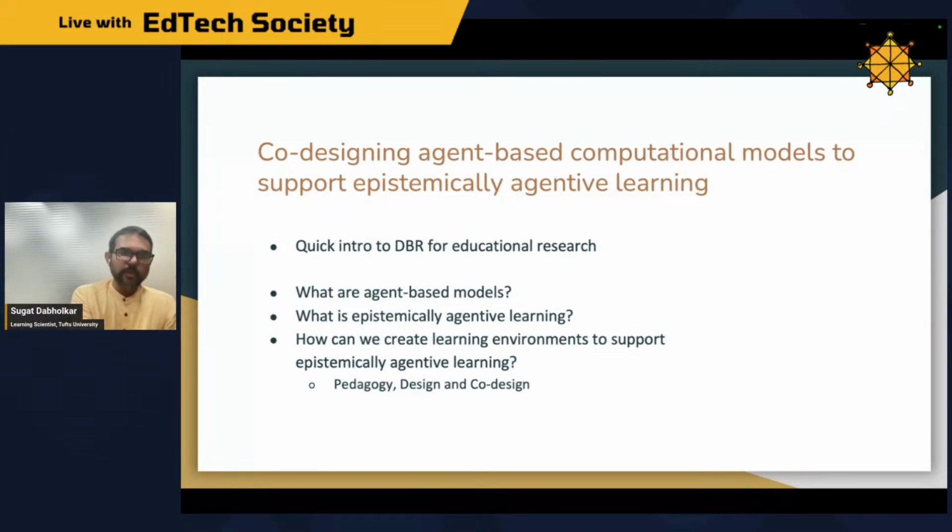I'm going to be talking about co-designing agent-based computational models to support epistemically agentive learning. There are a lot of complicated terms here, which I'm going to simplify during the talk. First I will talk about design-based research, DBR, for educational research very quickly. Then I will move on to talking about agent-based models, epistemically agentive learning, and creating learning environments for supporting epistemically agentive learning. And we will talk about pedagogy, design, and co-design.